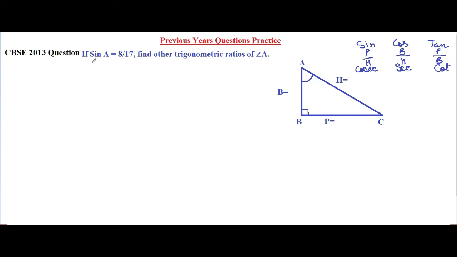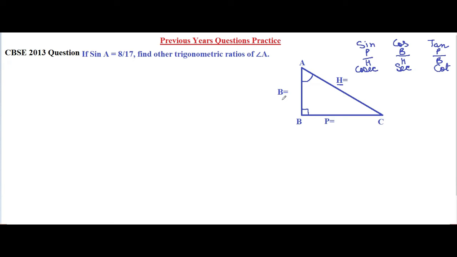And since we are given sine A, I have marked A here, okay? A is marked. Now we know that longest side is hypotenuse. So this AC is hypotenuse. Now I have also marked perpendicular and base.